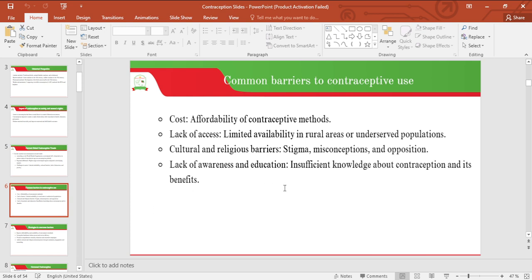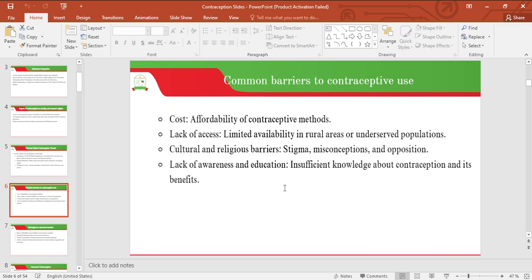Let's look at the common barriers to contraceptive use. Cost. One of the barriers to contraceptive use is the cost, whereby in cost, we have the affordability of contraceptive methods. You may find that some of the ladies may not be able to afford buying the contraceptive methods because they are expensive.